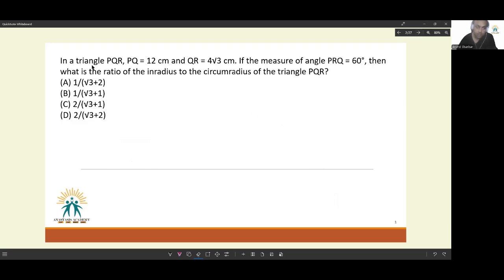First question. In a triangle PQR, PQ is 12 and QR is 4 root 3. The measure of angle PRQ is 60 degrees. Then what is the ratio of inradius to circumradius of triangle PQR?